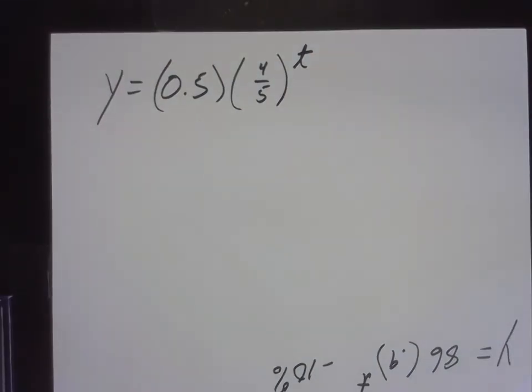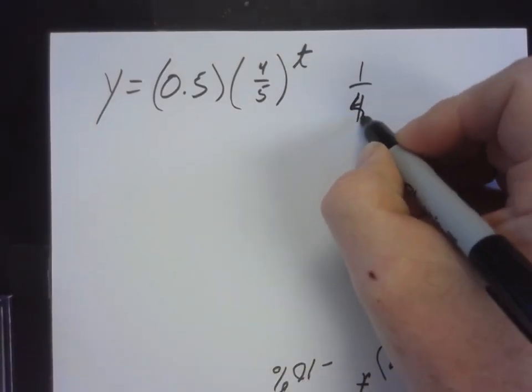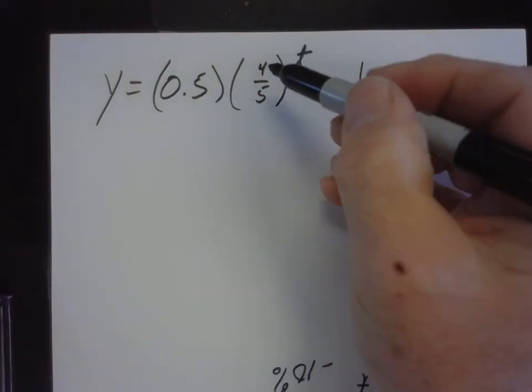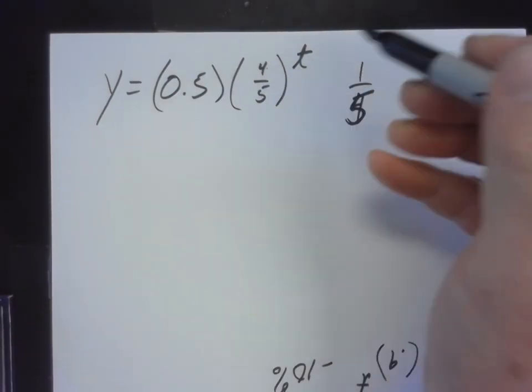How about this? Decreasing or increasing? Decreasing. It's going down, isn't it? Now don't think of it as percent right now. Just what fraction is it going down? It's going down 1/5. Didn't it go down 1/5? Right? Because we must have had 5/5 before, right? You guys got to help me out here. Come on. Okay? So it's 1/5.